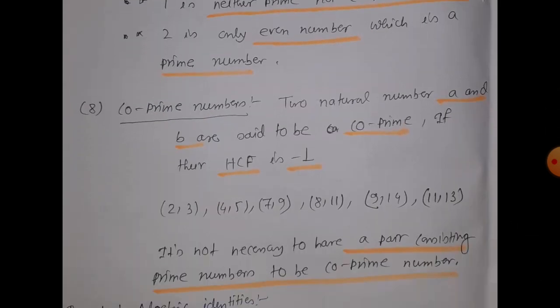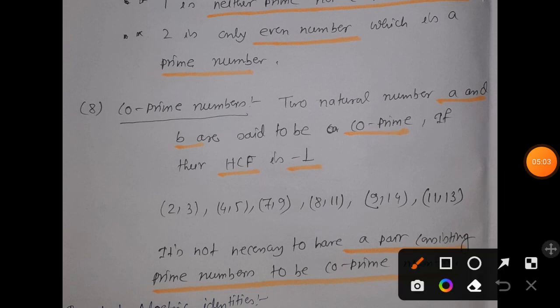Now co-prime numbers. What do you mean by the term co-prime number? A co-prime number is a combination of two natural numbers, let's say A and B, whose HCF is 1. What do you mean by the term HCF? HCF is highest common factor. That means the highest common factor for 2 and 3 is 1, for 4 and 5 is 1. That means 1 is the highest number that can divide both 4 and 5. Okay, similarly for 7 and 9, 8 and 11, 9 and 14, 11 and 13.